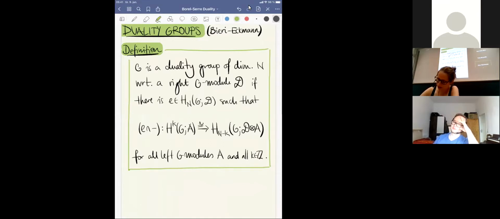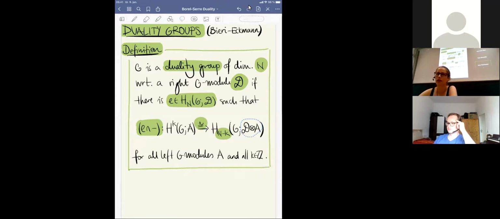So G is a duality group of dimension n with respect to a right G-module D if we have a class E in the degree n homology with coefficients in this D, such that cap product with E induces an isomorphism between the kth cohomology with coefficients in some module A and the (n minus k)th homology with coefficients in this twisted coefficient module. So we have to tensor by this dualizing module D. And this should hold for all coefficients A and all integers k.